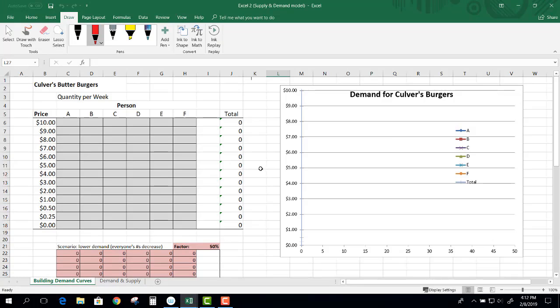Let's start off with building some demand and supply curves inside of Excel. You might remember from class, if you were there, that I was doing a demand curve for Culver's Burgers. A demand curve is just a list of how many of the product people will buy at various prices. So you can see I have a grid here. I've got the product specified, the time period, quantity per week. I've got a list of prices, and I'm going to survey 6 people, A, B, C, D, E, and F, and ask how many would you buy at this set of prices.